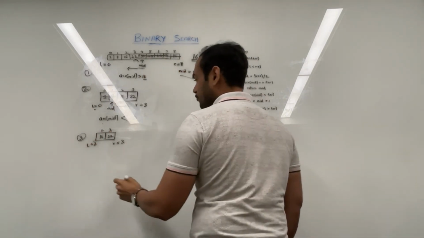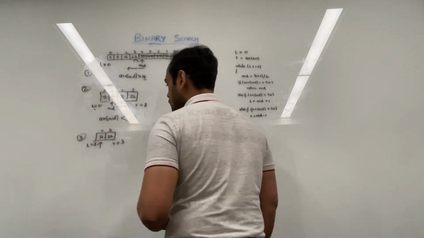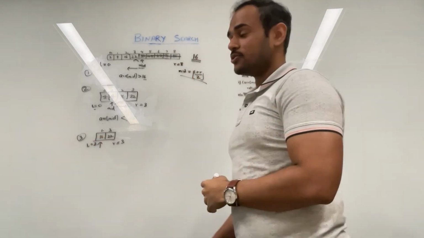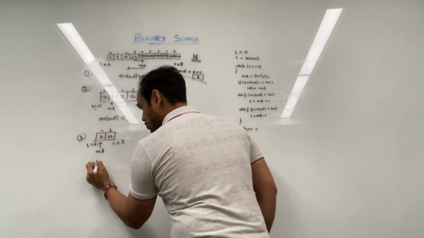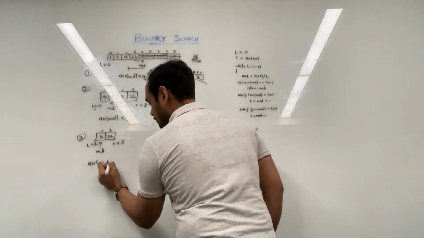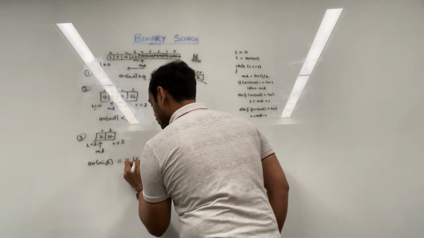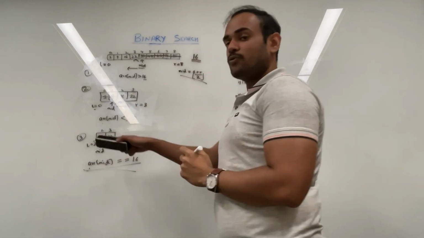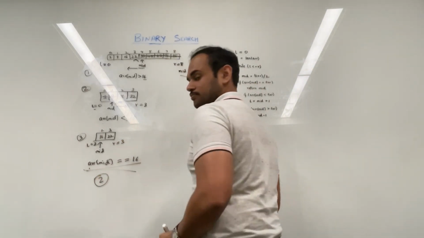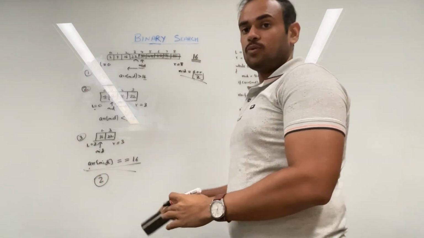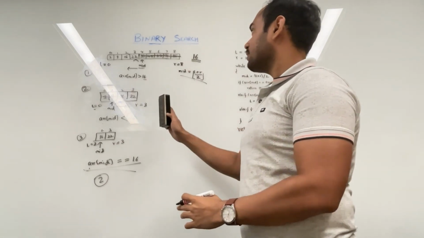We use the same formula to find the middle element, which will be this one. And this time we have hit the bullseye. Now we can see our middle element is the same as our target value. So we have found the target value in the array, and it is located at index 2. So this is how the algorithm works. In each iteration, we keep on dividing the array by half.